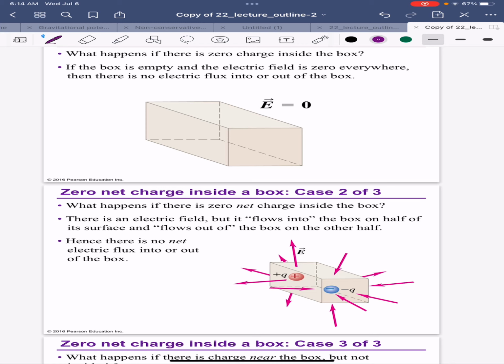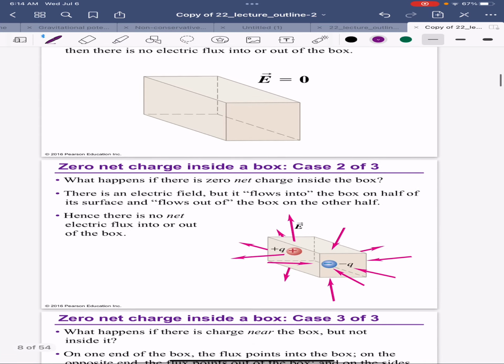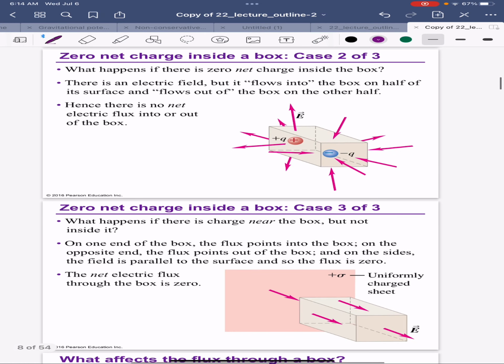If I look at the enclosed surface, which here is the box, I will find that the net charge, and of course they are equal, is going to be zero. Then you will find that some of these lines are flowing into the box, some are flowing out of the box. If we count exactly, we will find that the number in equals the number out, and then the net flux is going to be zero.